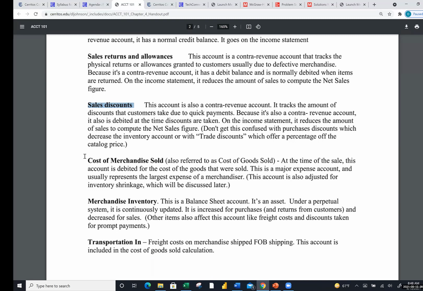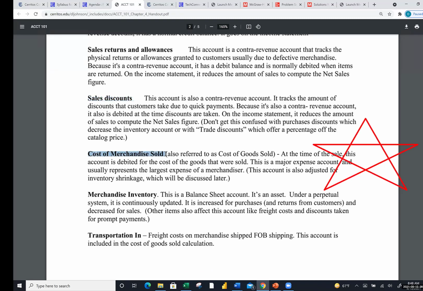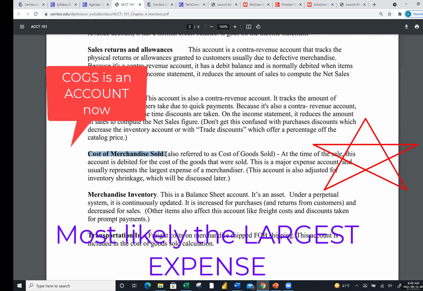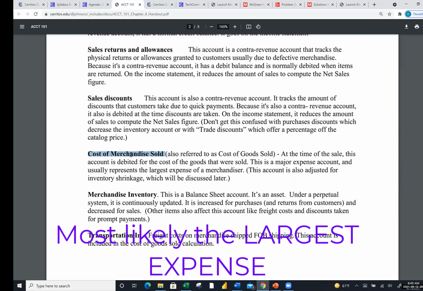Here's a big new one. Cost of merchandise sold. That was not an account for us last year. It was a calculation for us last year. It's like 10 lines long. And that's because we were using this periodic system. Now we're making the switch. So I hope in your notes, as you were watching the video, you noted that now that's an account. It's an actual account. It's the largest expense account that a merchandiser has, and we will be directly debiting and sometimes crediting that account.